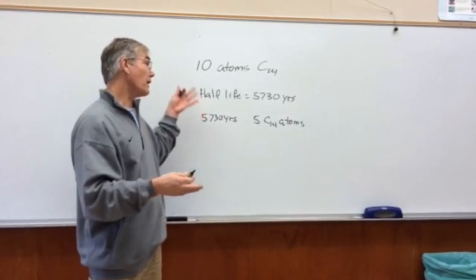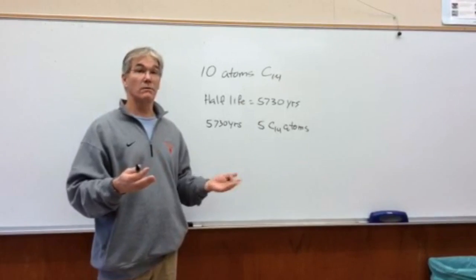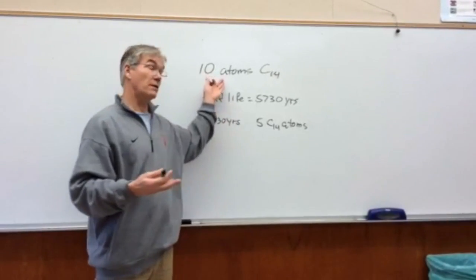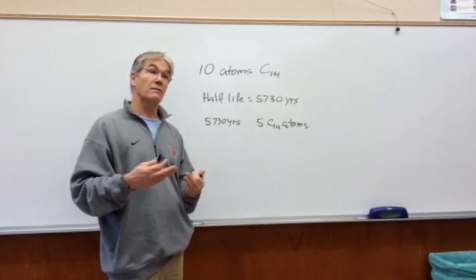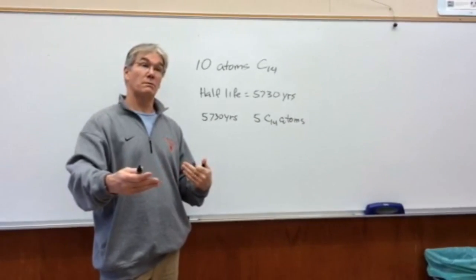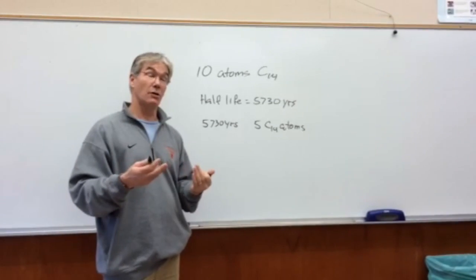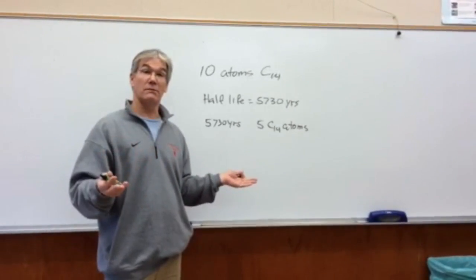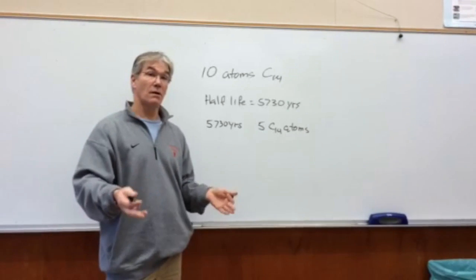And half-lives are used to determine the age of things that are really old. So we use carbon-14 a lot when we're looking at human remains or things that are within a short period of time. Different radioactive isotopes have different lengths of half-lives. Some are very long, in the hundreds of thousands of years. Some are very short.